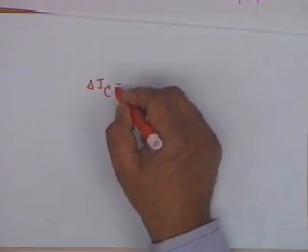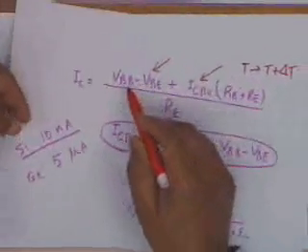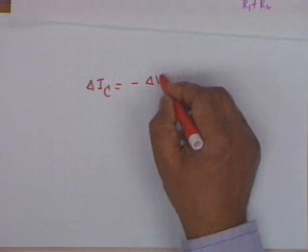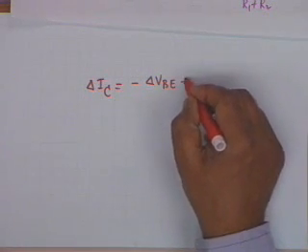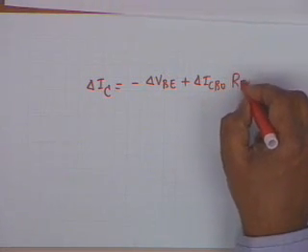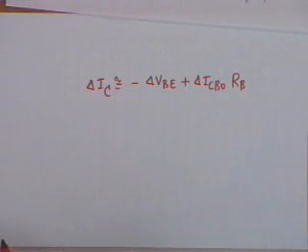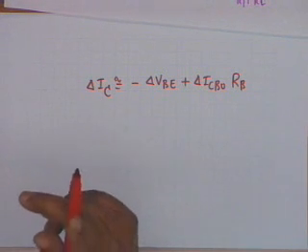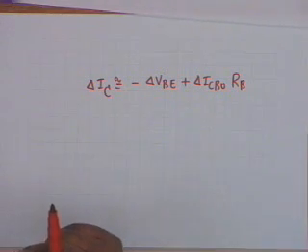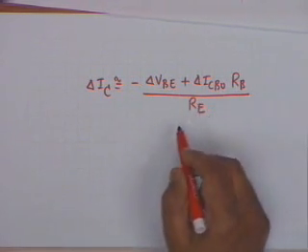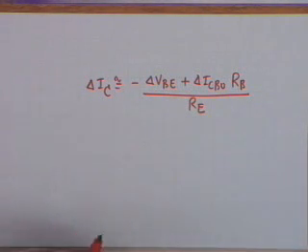Obviously delta I sub C shall be, VBB is independent of temperature, so minus delta VBE plus delta ICBO times RB. I am intentionally ignoring RE because usually RB is one order higher than RE, that is approximately 10 times RE, and therefore I am ignoring that, this divided by RE. This is a simplified expression for calculating the temperature dependence of I sub C.